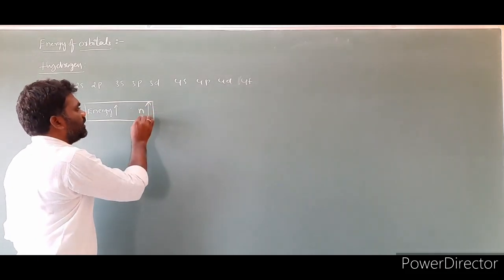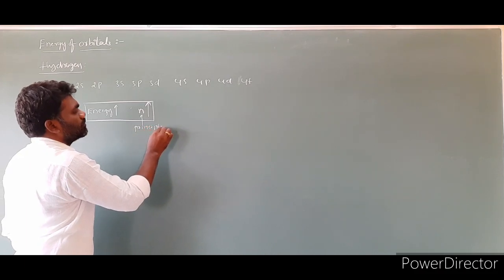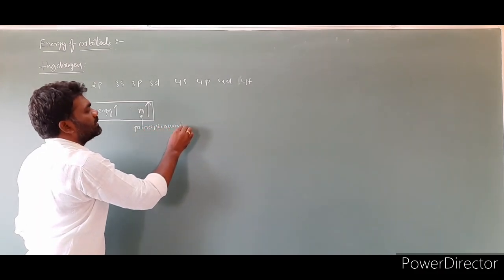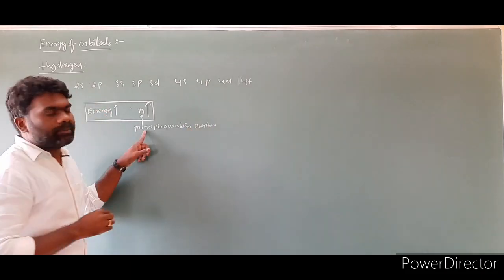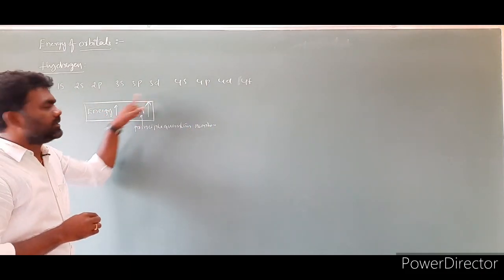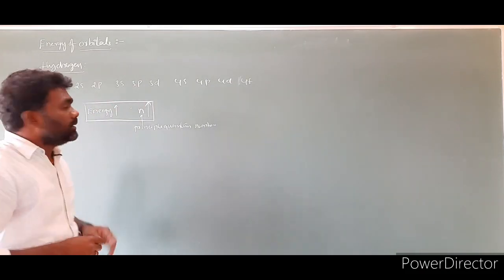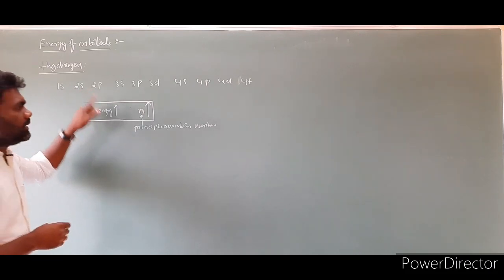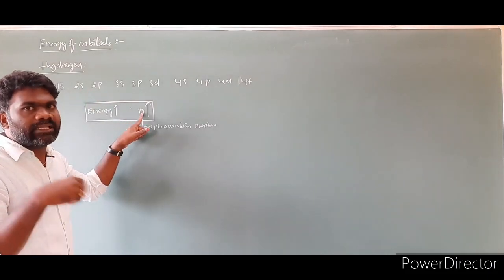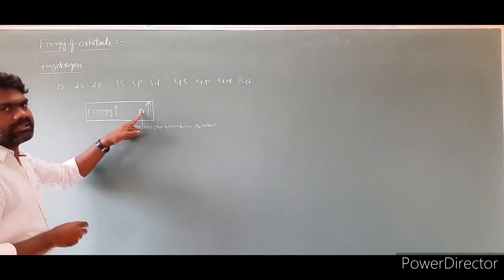n is nothing but the principal quantum number. So as the principal quantum number value increases, the energy of the orbital is going to increase. Now we have to take 1s orbital, 2s, 2p. One more important point is that when the n value is the same, the energy will be the same for hydrogen-like species, hydrogen. So n is the same, energy is the same.